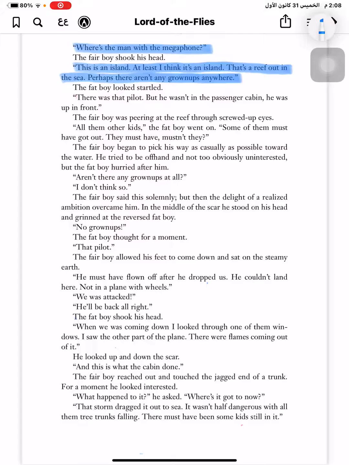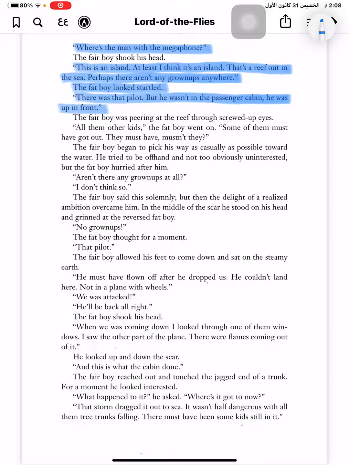His concern about them is a near-future revelation that he is in need of adults. The narrator's comment that followed this statement underlies this fact. The fat boy looked startled, which is an indirect revelation about something wrong with this second boy. Then another observation is announced by the second boy, now about the pilot. "There was that pilot, but he wasn't in the passenger cabin, he was up in front."